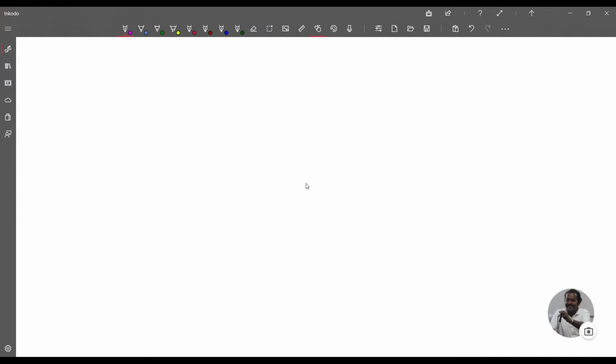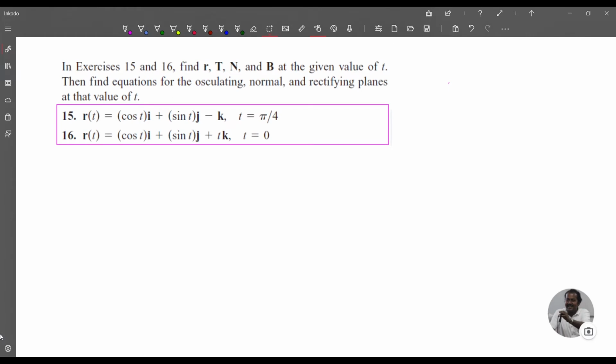Today we discuss a problem which illustrates how to find equations for the osculating plane, normal plane and rectifying plane by finding t, n and b at a particular point P on the space curve R of t. So let us do a problem. We will do problem number 15. 16 is a homework for you.